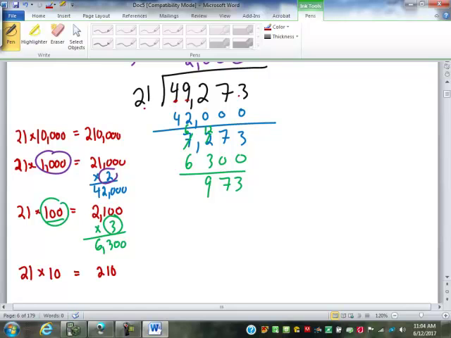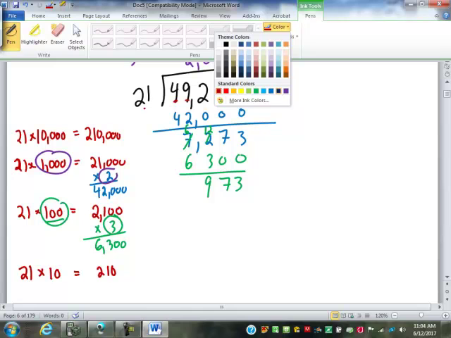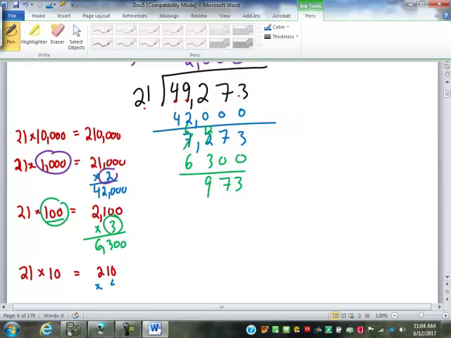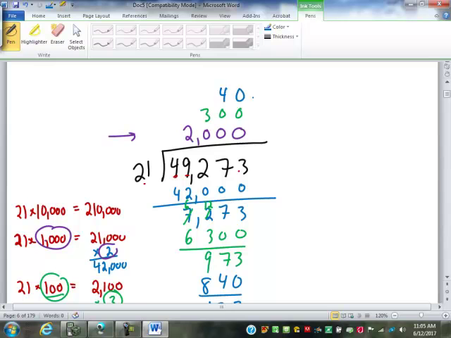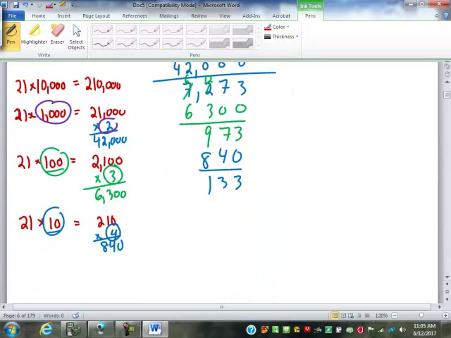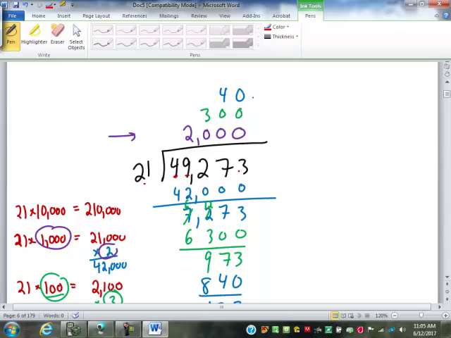Can I take that from what's left? You bet. How many times? 4. 210 times 4 is 840. I can take that away. Got 133 left. Well, how many times did I just take the 21 out? 4 times 10, 40. And now, of course, all I'm left with is the 21 itself, or 21 times 1. I can take that out. Looks like 6 times, 126. Leaves me with 7. So I just took it out 6 more times, with the remainder of 7.